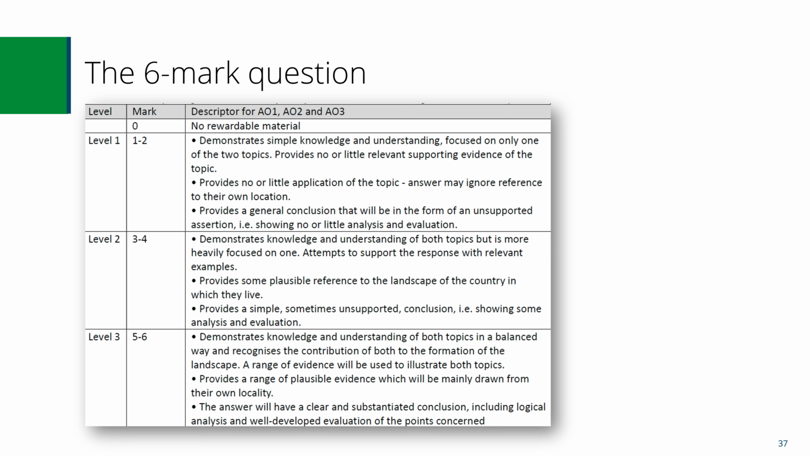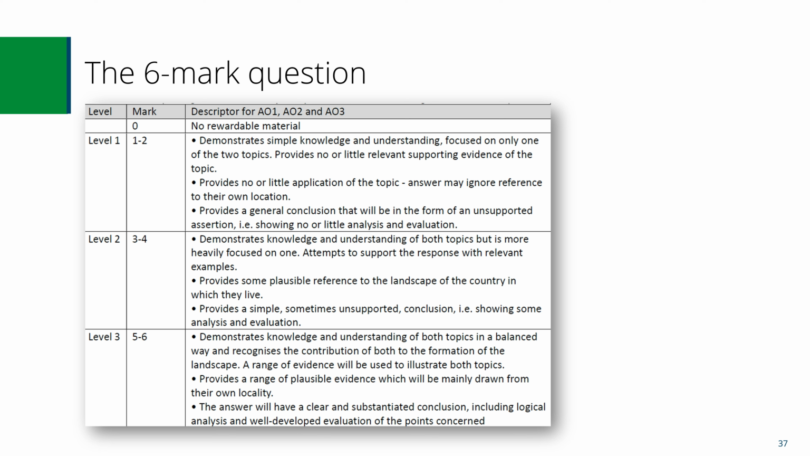For example, if you look at level 2, there are 3 bullet points there. We're looking for some knowledge and understanding of both topics. We recognise in the mid-band it might be a little unbalanced. Perhaps they'll tell us more about rights than they will the climate. We're looking for some references to the landscape of the country where they live, perhaps. And we're also looking for a conclusion, even if it's a very brief one, saying, in conclusion, I agree or I disagree with the statement. So there is a formal practice here, asking students to debate and come to a conclusion.